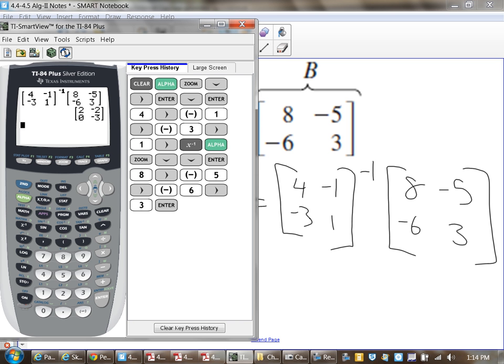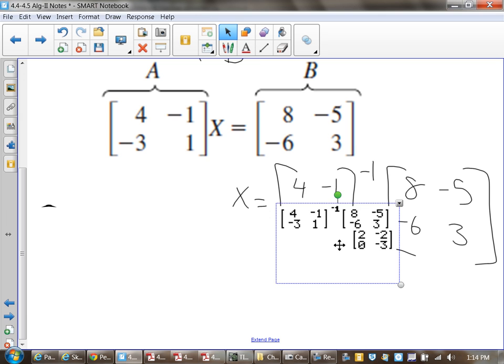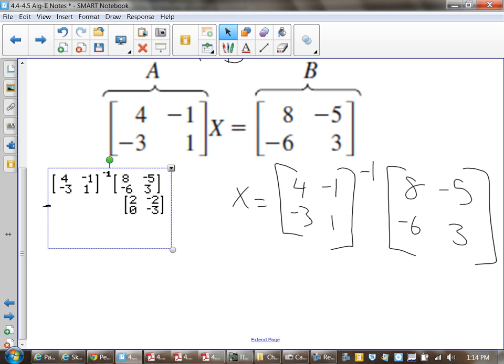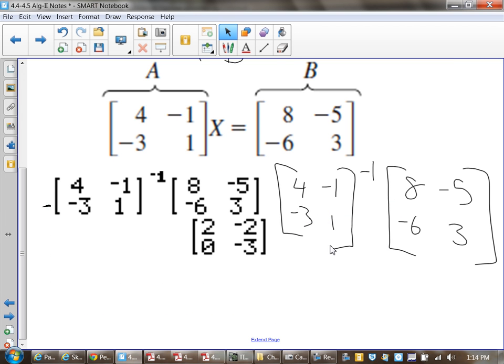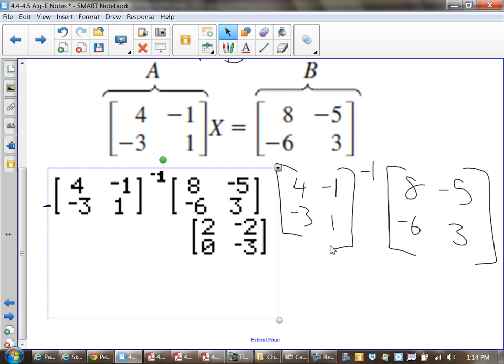So what happens here is basically the following. If I take 4, negative 1, negative 3, and 1, and I multiply it times 2, negative 2, 0, 3, my answer is going to be 8, negative 5, negative 6, 3. That's what you're doing. You're basically solving the setup of 2x equals 10. What's x? 5. Now I'm just multiplying matrices.